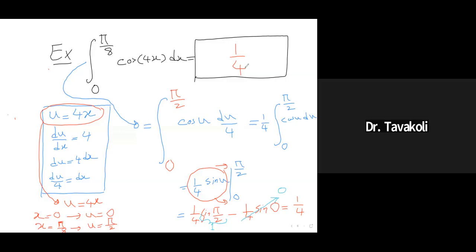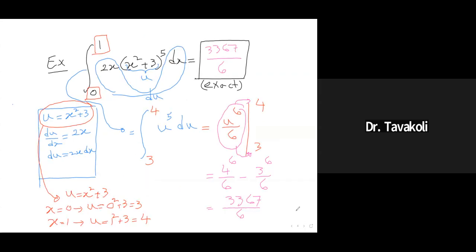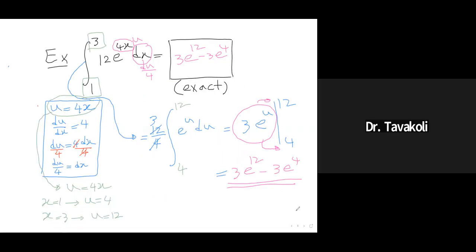Please pay attention that in the indefinite integral cases, we needed to go back to the original variable x. But for definite integral cases like this, we don't go back to the original variable x, or whatever the original variable was. We just change the limits of the integral according to the substitution that we used, and we come up with the final answer.